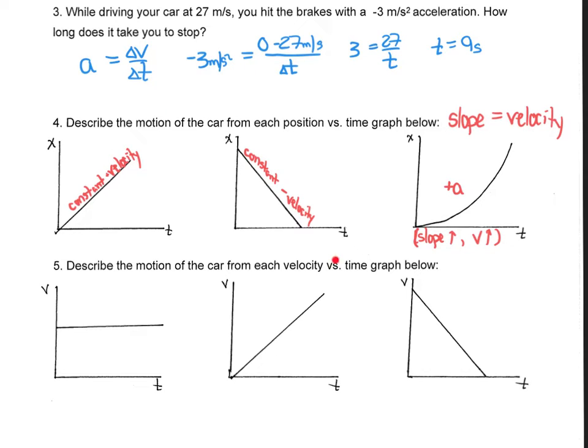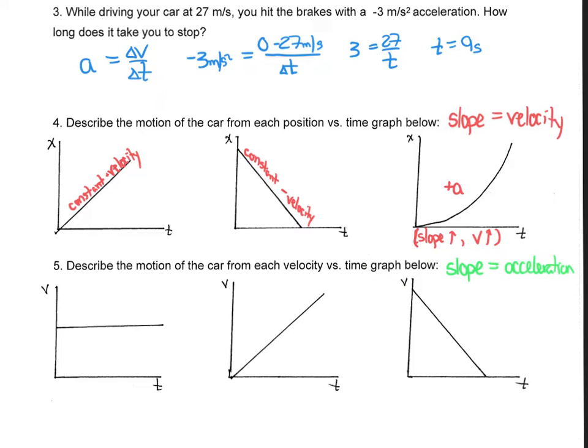Number 5. Describe the motion of these velocity time graphs. Now the slope is going to be something different. We'll go to green. Here, slope, rise over run, is going to be acceleration for these graphs. Again, if you forget that, rise in velocity divided by the run for time, velocity over time, is acceleration.